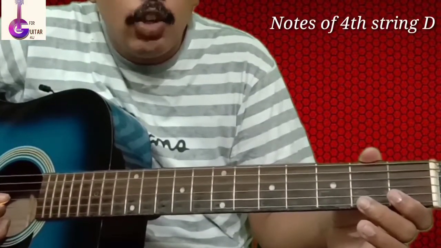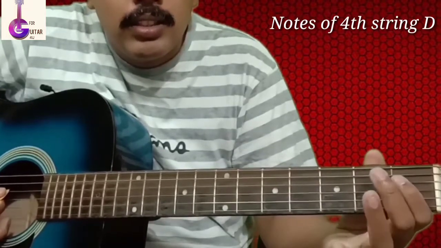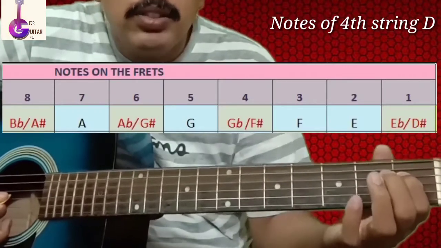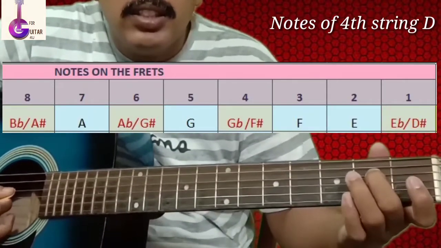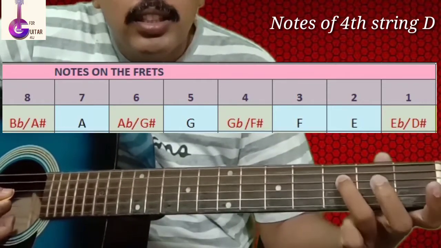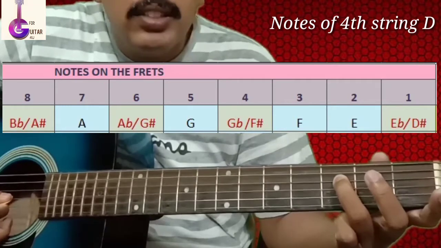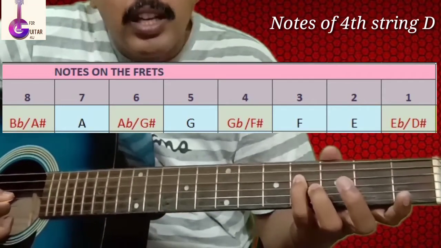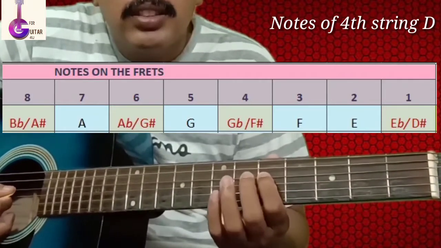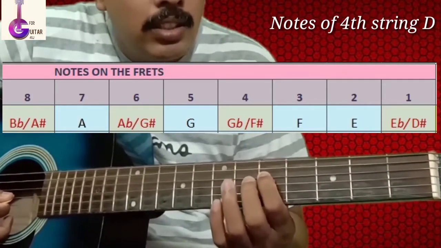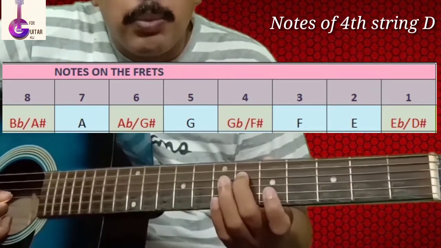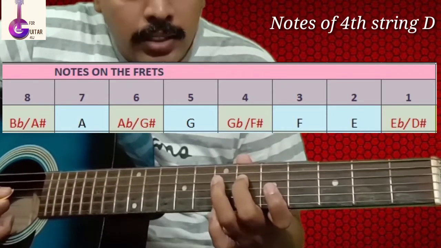That is D open. Okay. From the left side, first fret is D sharp. D sharp is also called E flat. Second fret is E. Third fret is F. Fourth is F sharp. F sharp is also called G flat. Fifth is G. And sixth is G sharp. G sharp is also called A flat.